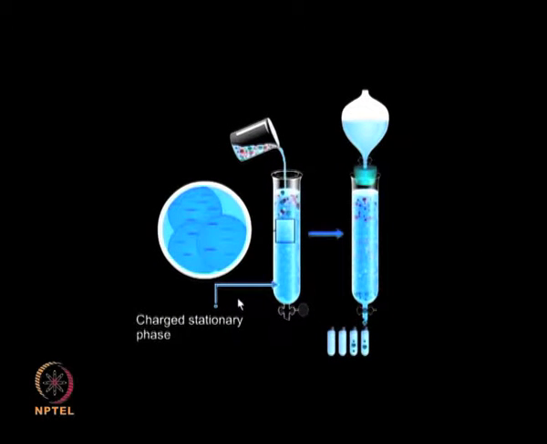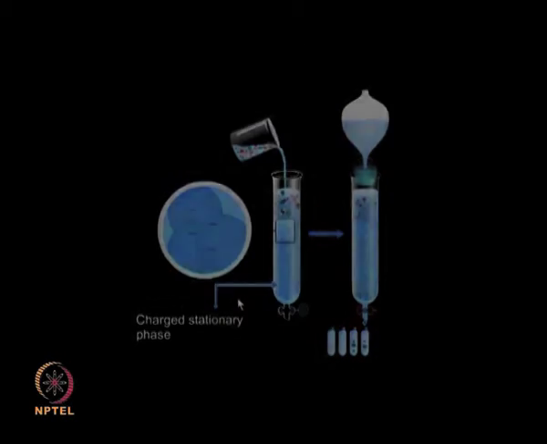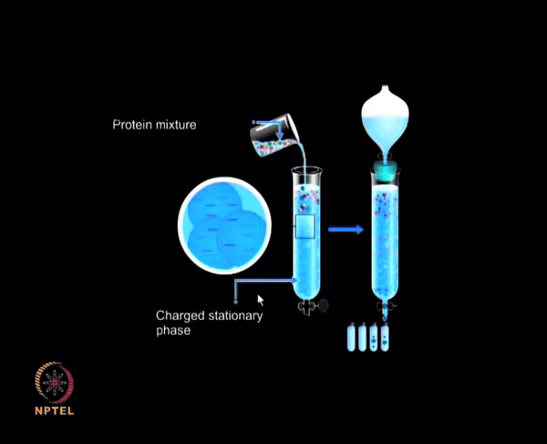The charged stationary phase: the column stationary phase consists of a positively or negatively charged polymeric matrix, which will bind molecules of the opposite charge. Commonly used ion exchangers include negatively charged carboxymethyl cellulose, or CM cellulose, which is a cation exchanger, and positively charged DEAE cellulose, which is an anion exchanger.